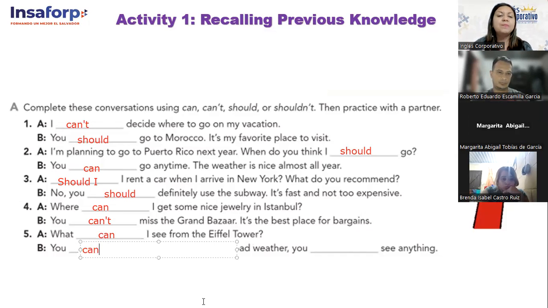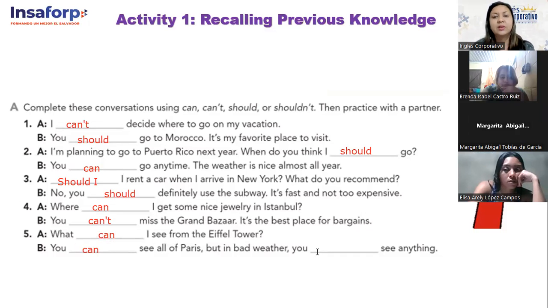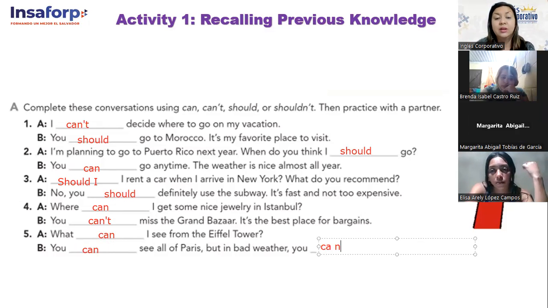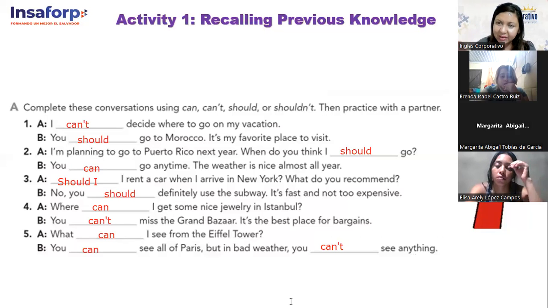You can see all Paris, but in bad weather, you can't see anything because it's bad weather, maybe foggy or cloudy. Very good. I can see now that you can use should and can correctly. Very nice. Good job.